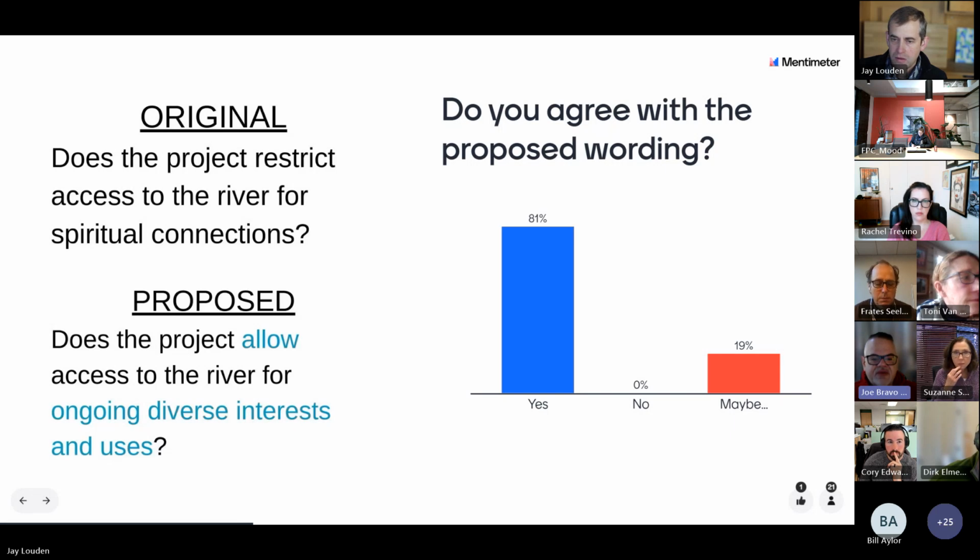I guess what's the difference between interest and use? Or is use embedded in your interest? I guess interest is like what you want to do, but then the use is how you use it, whether you ride your bike up to it or you walk up to it.